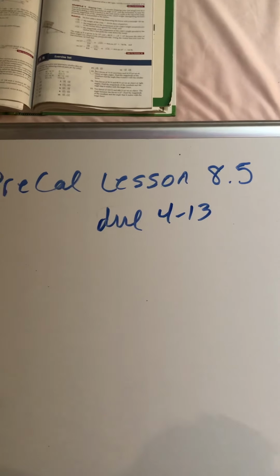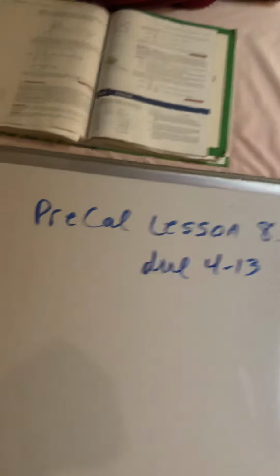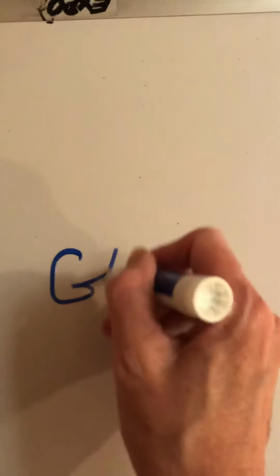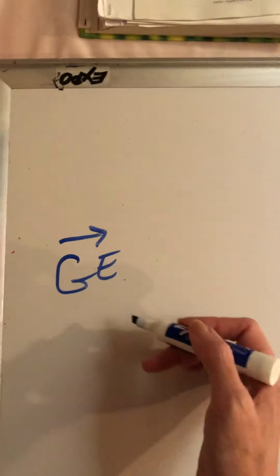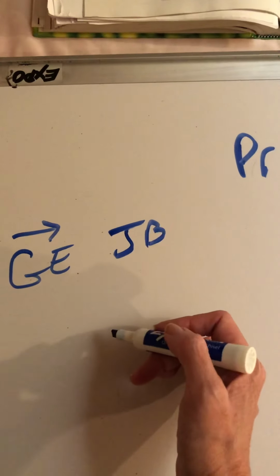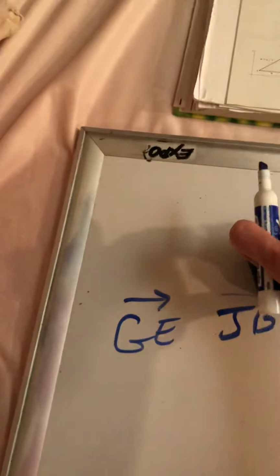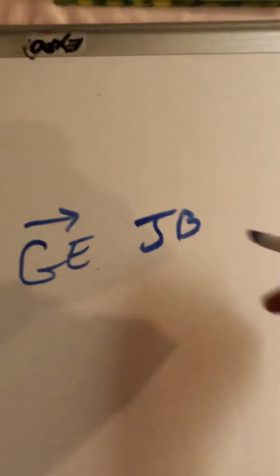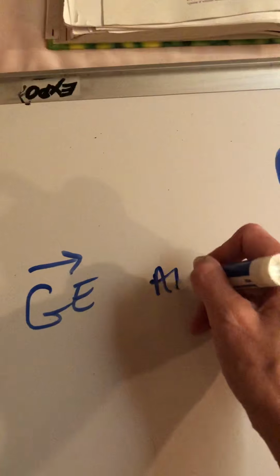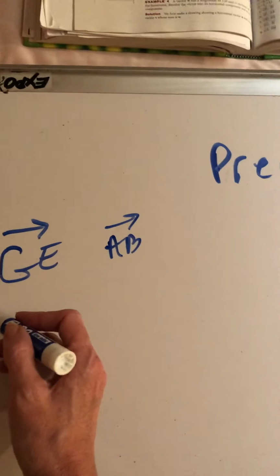So this lesson is about vectors and comparing vectors to see if they're equivalent, finding magnitude of vectors, that kind of stuff. So the first thing is you're going to have two different vectors like GE, and you have an arrow, which means you're going from G to E, and then another one. We're going to call it AB.